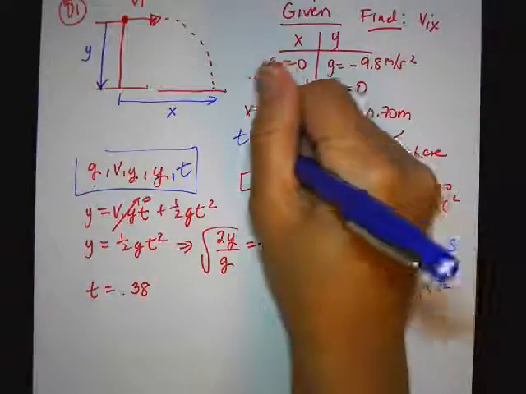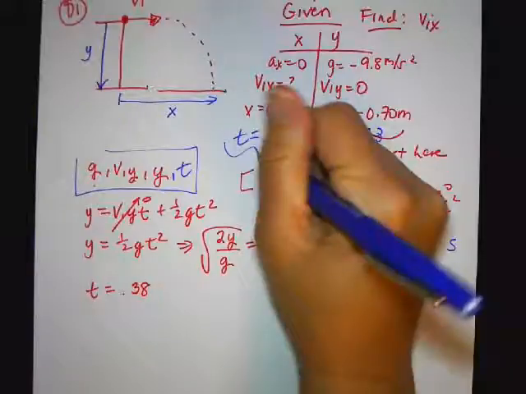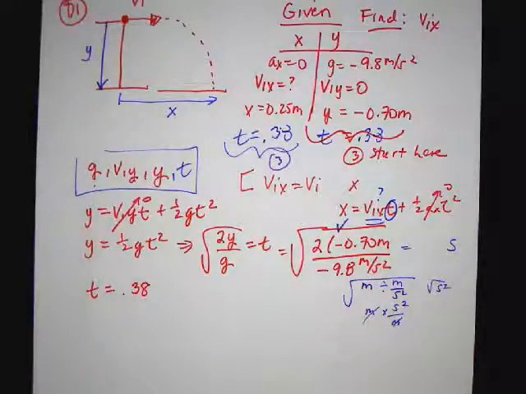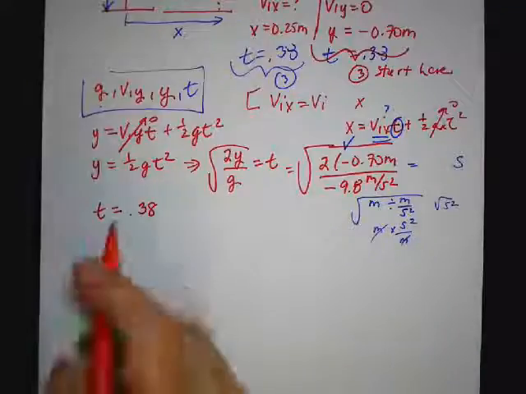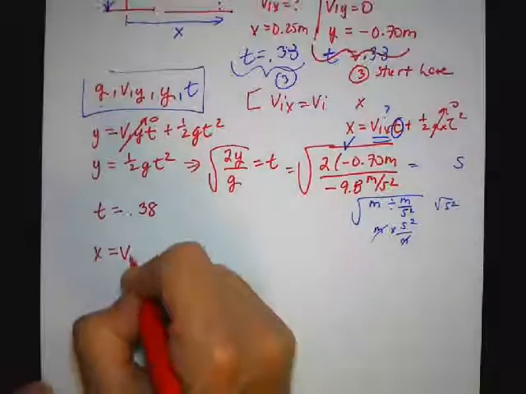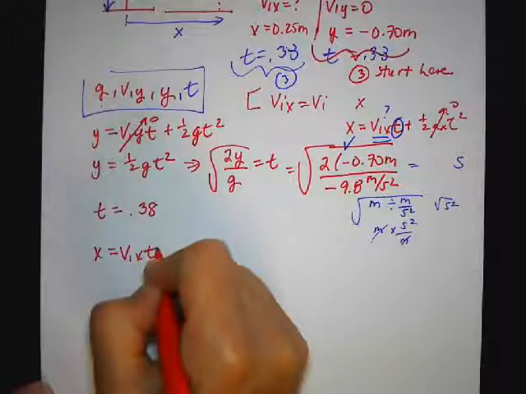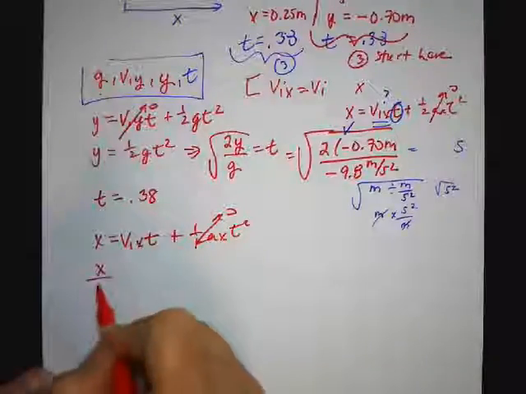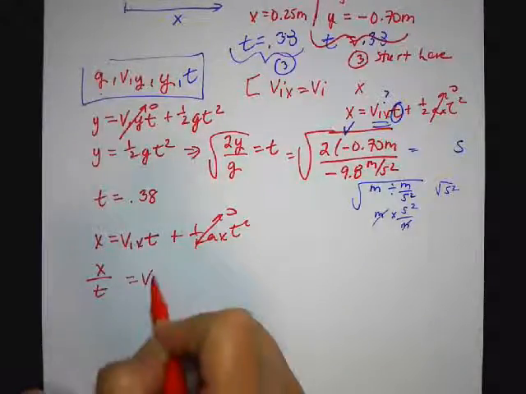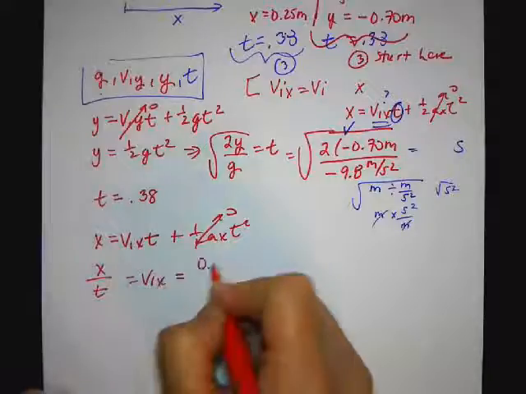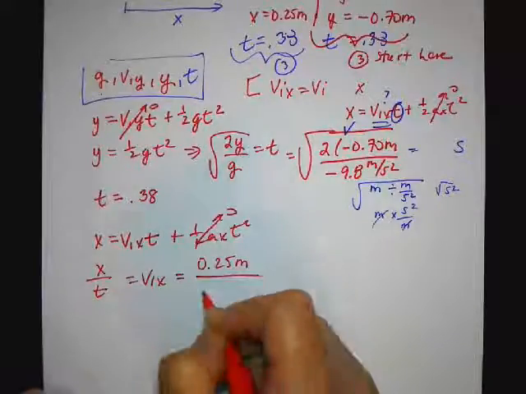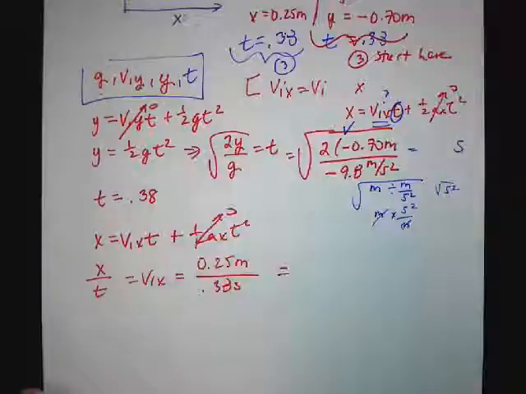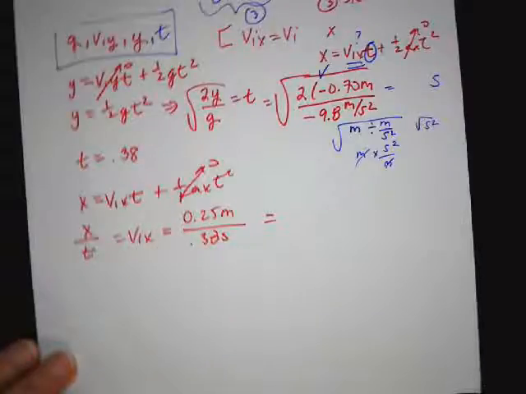Do I have three things now on the x side? Yes. So now I'm going to say x is equal to Vix t. So x divided by t is equal to Vix. So it's 0.25 meters divided by 0.38 seconds, which comes out to 0.658. So we'll say 0.66 meters per second. So that's Vix, but because this is all horizontal, Vix is equal to Vi, so Vi is 0.66 meters per second.